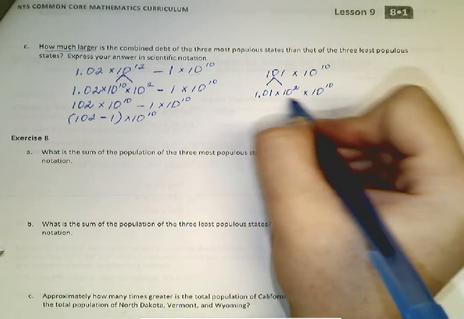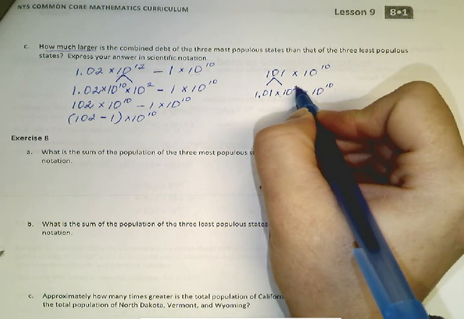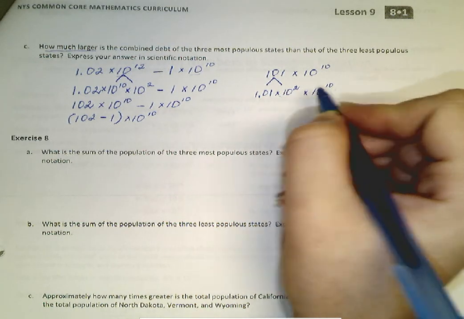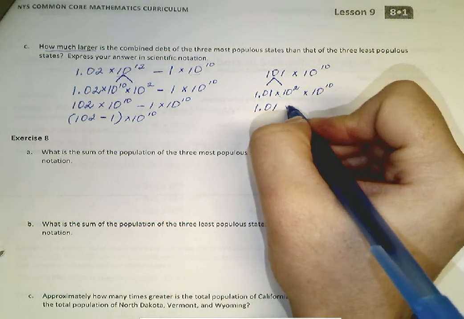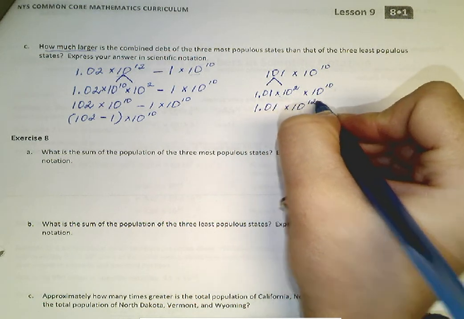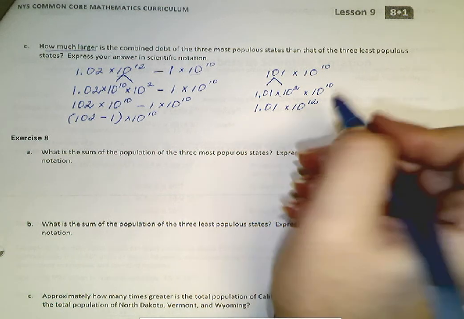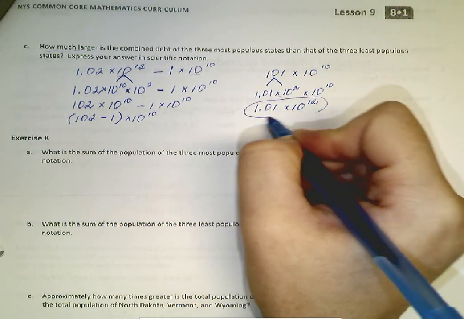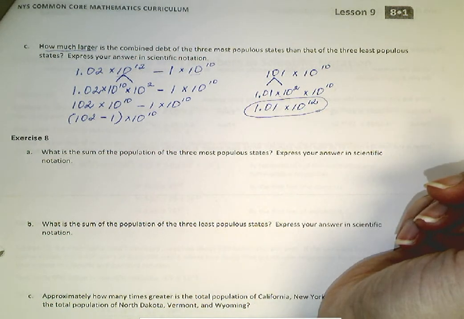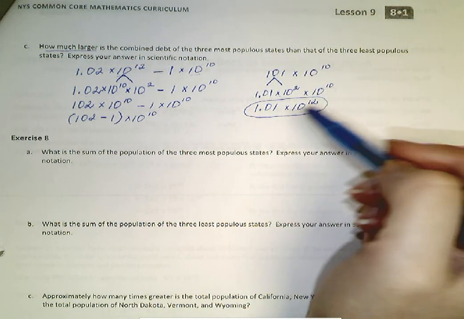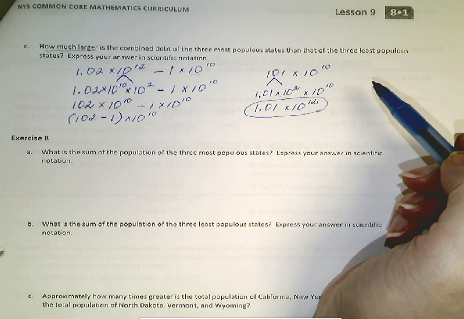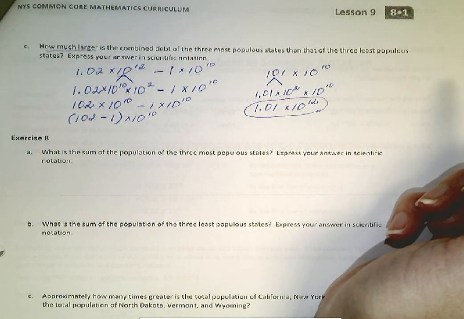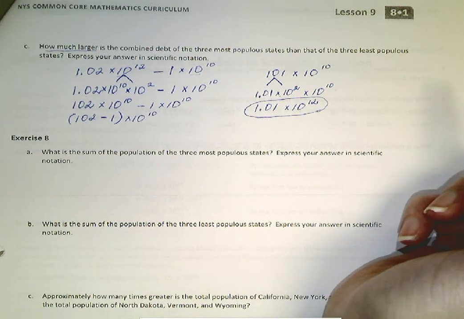Now I can combine like bases, and I will have 1 and 1 hundredths times 10 to the 12th power. Now I'm done. That is my answer. So the combined debt of the three most populous states is 1 and 1 hundredths times 10 to the 12th more than the combined debt of the least populous states.